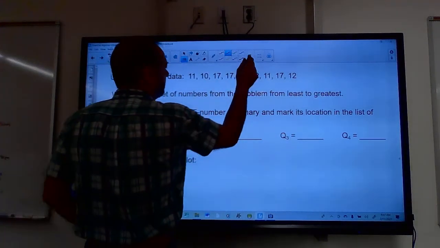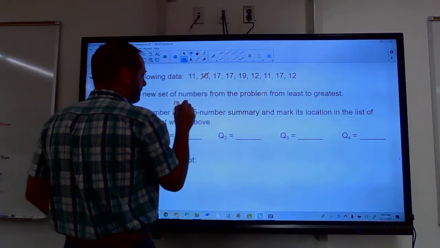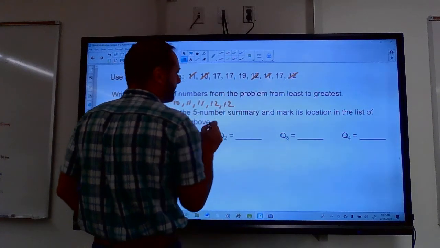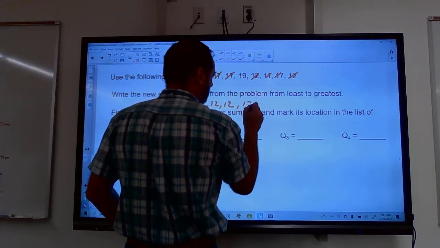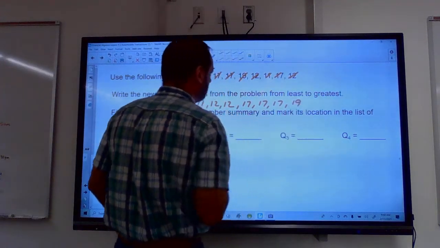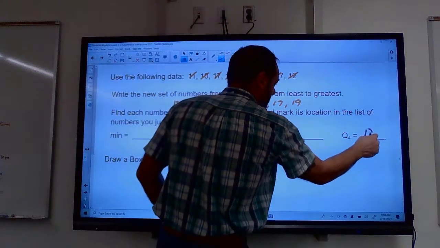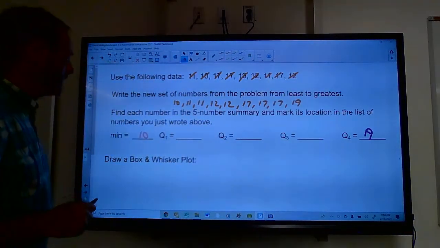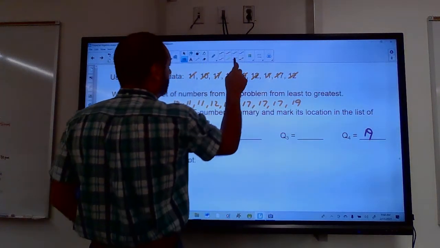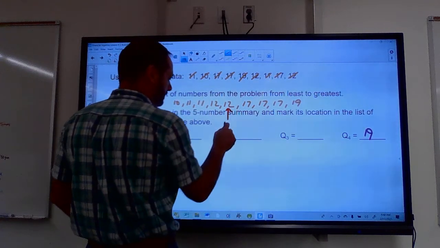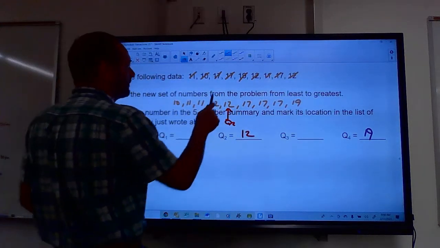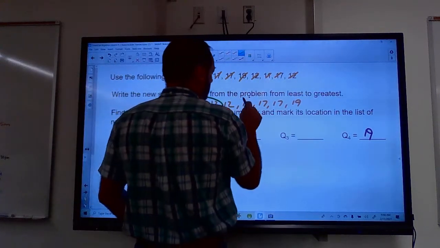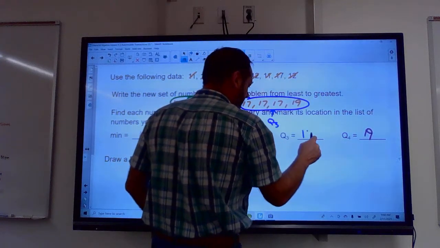Okay, so I'm first going to rewrite the numbers here. 10 is my lowest number. I've got two 11s, two 12s, three 17s, and a 19. Q4 is easy, that's 19. The minimum is easy, that's 10. Then I've got 2, 4, 6, 8, 9 numbers, so the fifth one is Q2, it's going to be 12. I'm going to take these numbers right here, find the middle, that's Q1, that's 11. I'm going to take these numbers over here, find the middle, that's Q3, that's going to be 17.